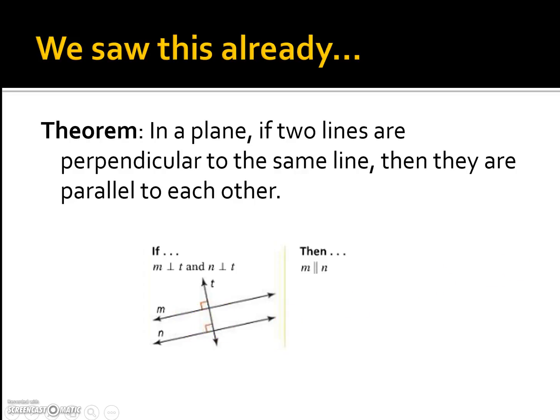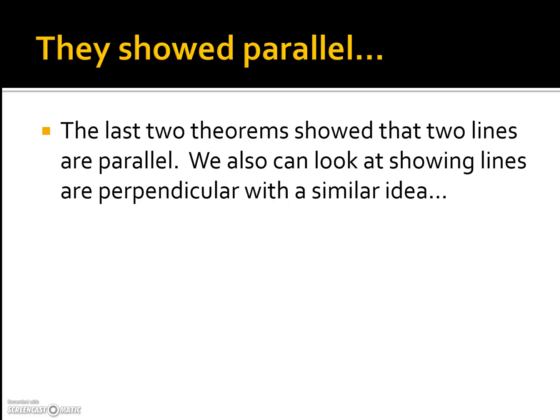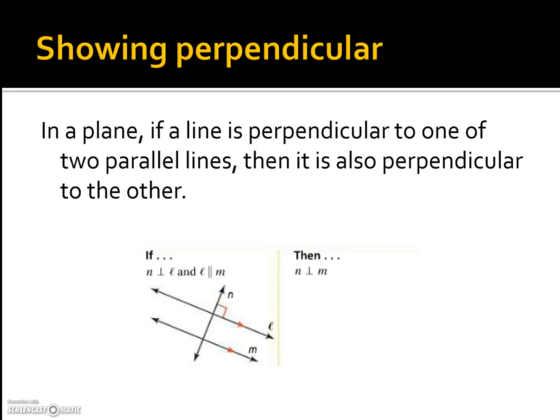This is just going a little bit further and discussing perpendicular lines specifically. For the corresponding angles postulate or its converse, we don't necessarily have to be perpendicular. The two lines just had to be parallel, or the angles had to be congruent. So in this case, we're specifying perpendicular. The last two theorems showed that lines were parallel. We can also show lines are perpendicular with a similar idea.